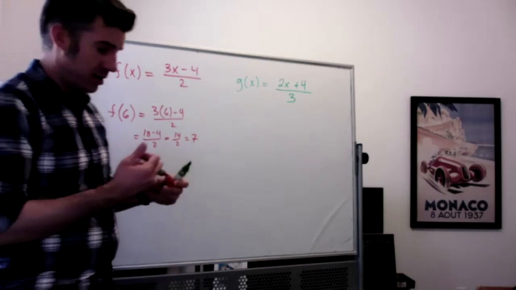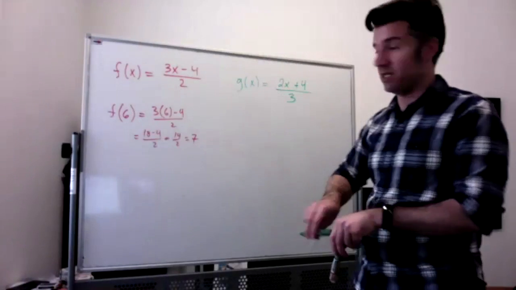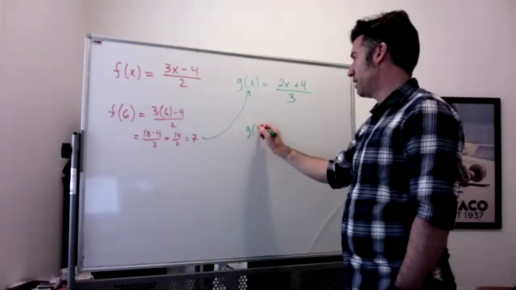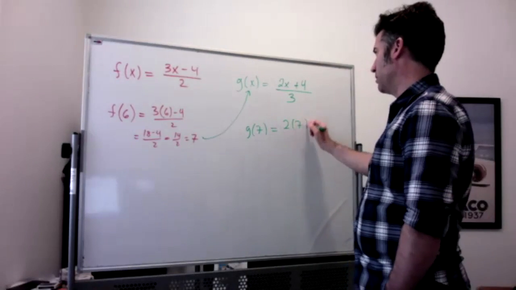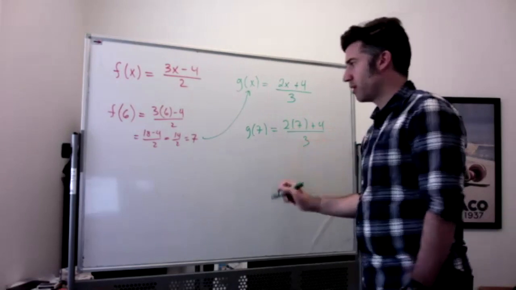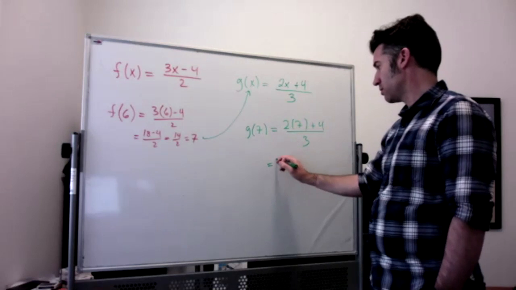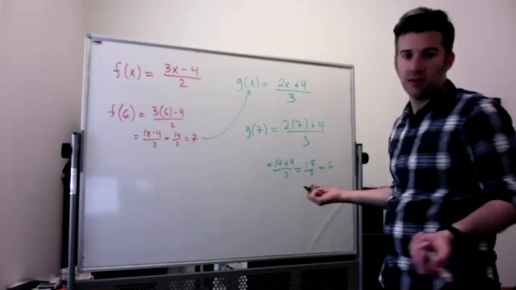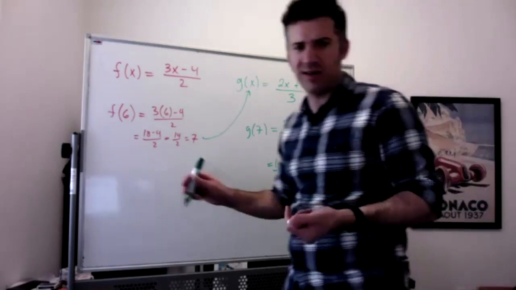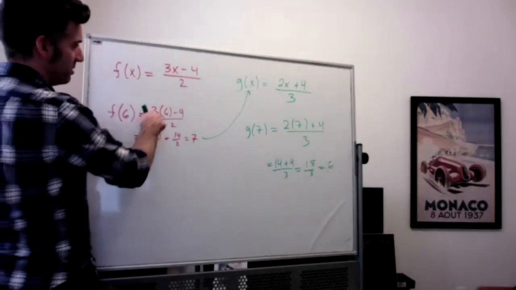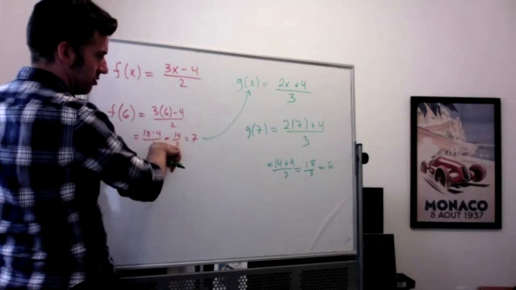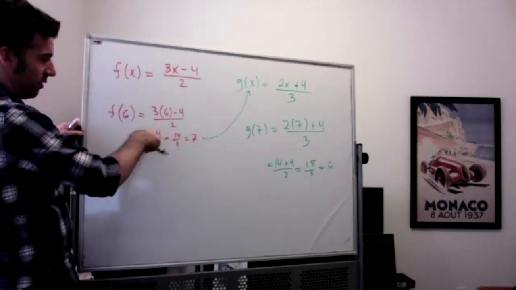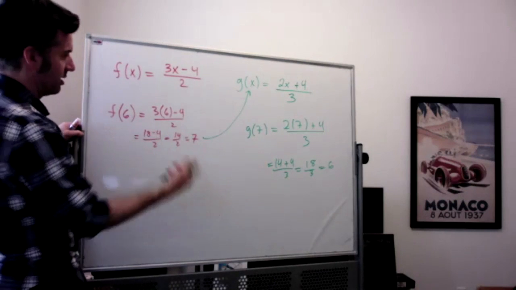g should undo that. g should take this output of 7 as its input and spit back out what we started with. So g of 7 is 2 times 7 plus 4 over 3. So 2 times 7 is 14, plus 4 is 18, over 3. That's 6. So they undo each other. And you can see they undid the steps. Here I did 3 times 6 was 18, then subtracted 4 and got 14, then divided by 2. Here I took my 7, first multiplied it by 2 to get the 14 back, then added the 4 to get the 18 back, and then divided by 3 to get the 6 back.